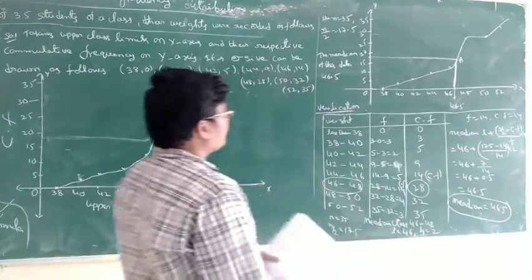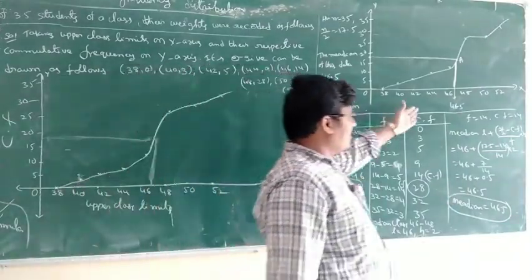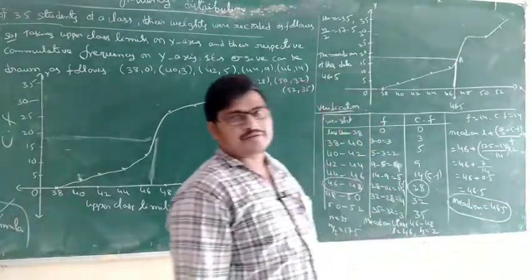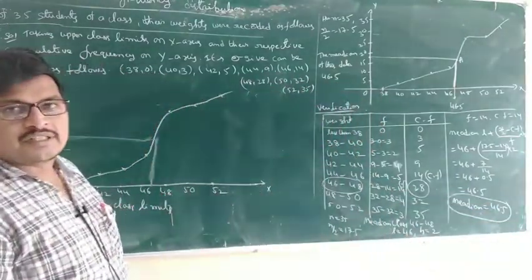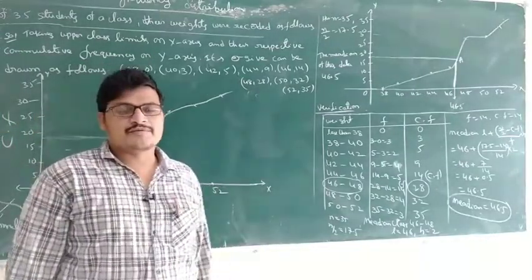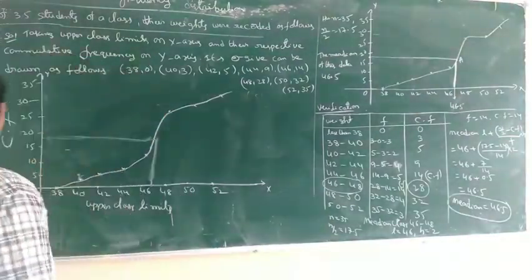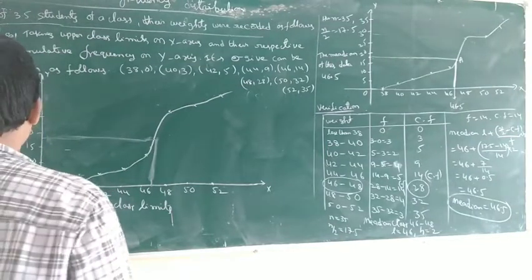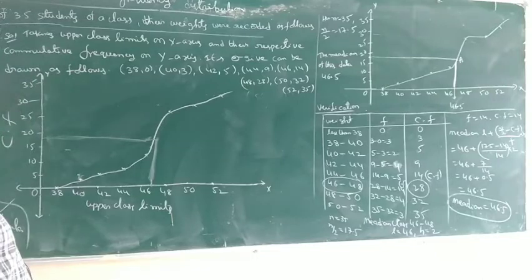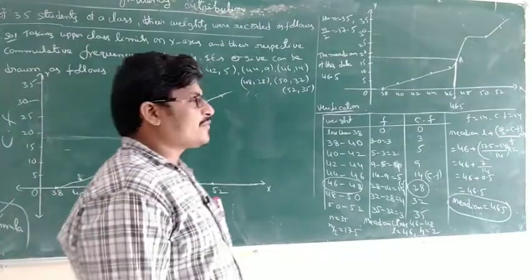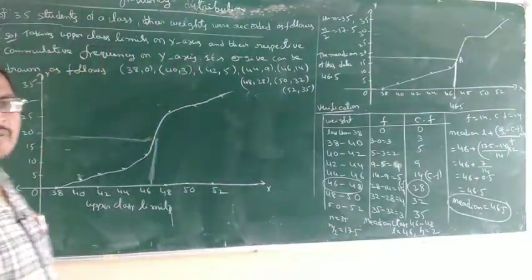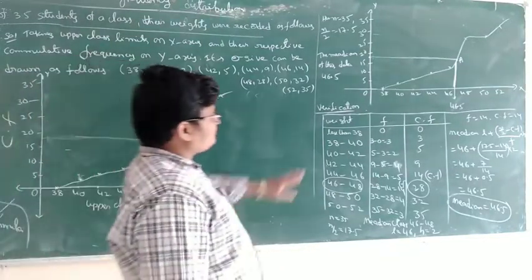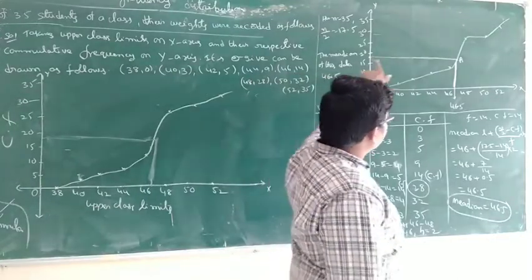So from the graph, the median is 46.5, and from the formula, the median is 46.5. So in the given problem there are 3 types of tasks. First, draw the less than type ogive, next find the median from the graph, and third, verify the median from the formula.